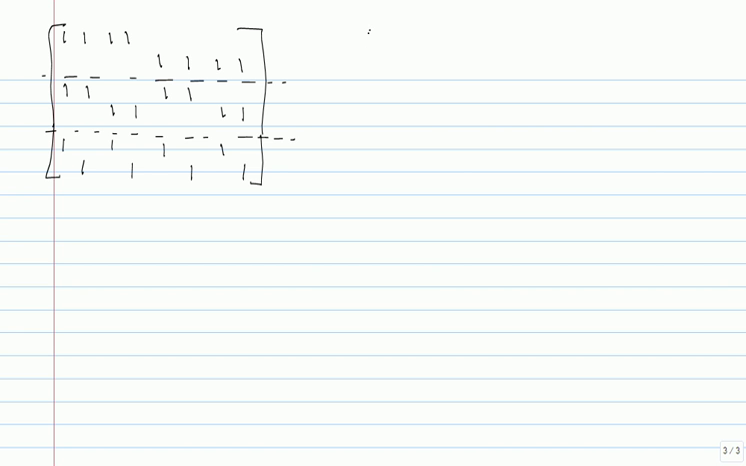Okay, so how many columns do I have? I have 8 columns, so I need 8 nodes corresponding to the columns: 1, 2, 3, 4, 5, 6, 7, and 8. Okay, those are my 8 nodes. Maybe I number them 1, 2, up to 8. So the columns, I number them like this. Those are my 8 column nodes, nodes corresponding to columns.